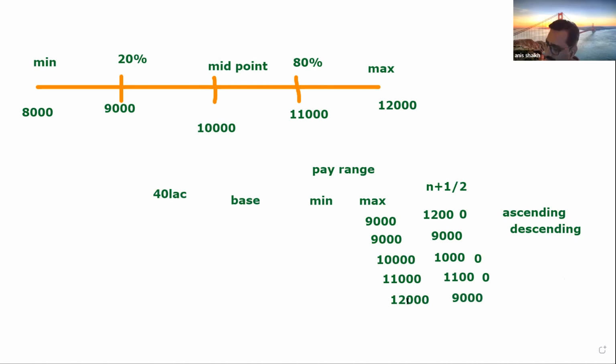Say for example, there were only 4 items. N is 4. 4 plus 1 will be 5. 5 divided by 2 is 2.5. So what will it be then? I have to use the 2nd and 3rd items. So I have to do 10,000 plus 11,000, which is 21,000, then divided by 2. Got it? The average. So that's how the midpoint is calculated.